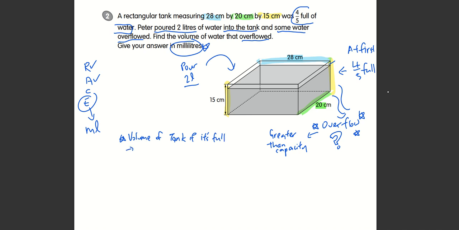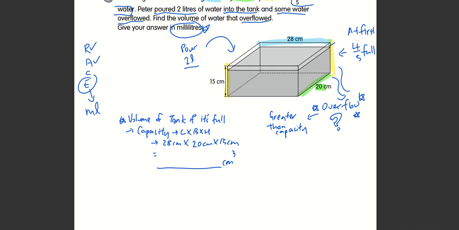This we are referring to capacity. That means how much water can the tank actually hold without spilling, overflowing. So the capacity we are looking at is length times breadth times height, and we are looking at the whole tank's height, that's 15 centimeters. So this will be a certain measurement, and this measurement will be in cubic centimeters.